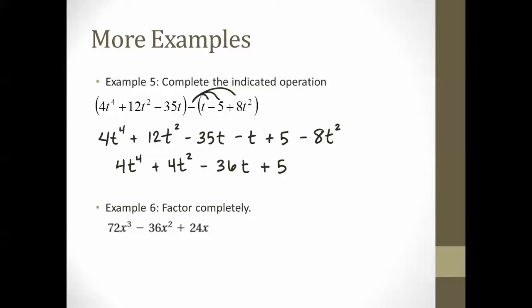All right, example 6, we want to factor this one completely. So if I look at this, I want to figure out what is my GCF. It's a 12x. All right, so if I factor out a 12x, see what I'm left with. I'm left with a 6x squared minus a 3x plus 2.